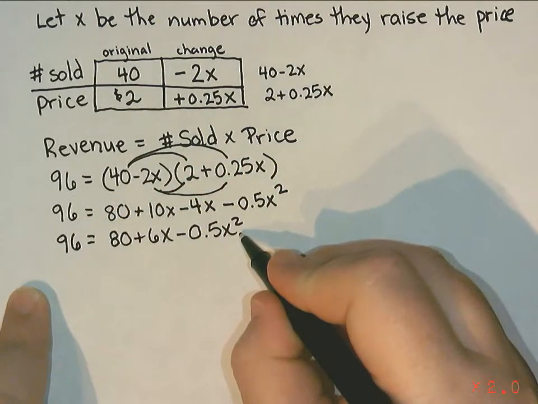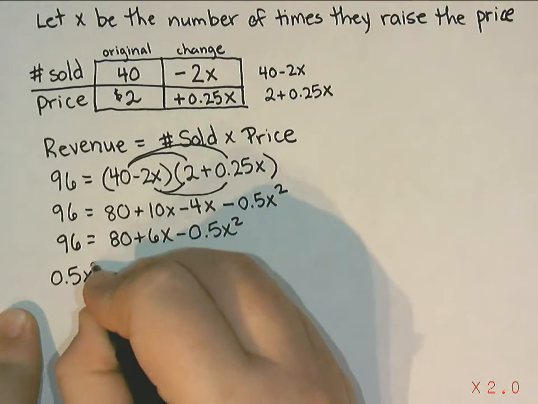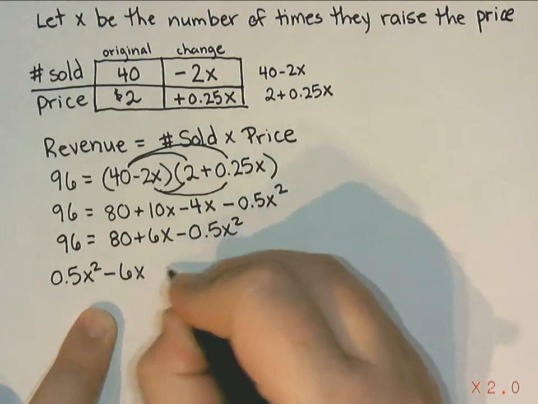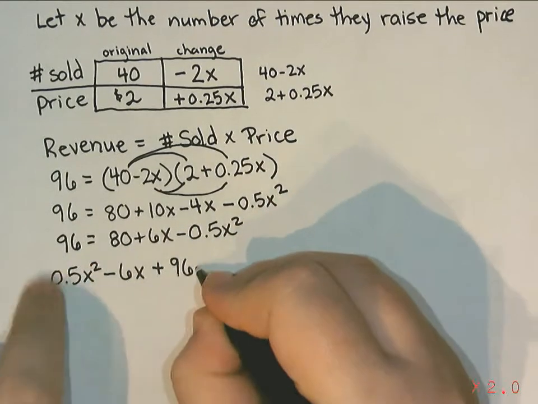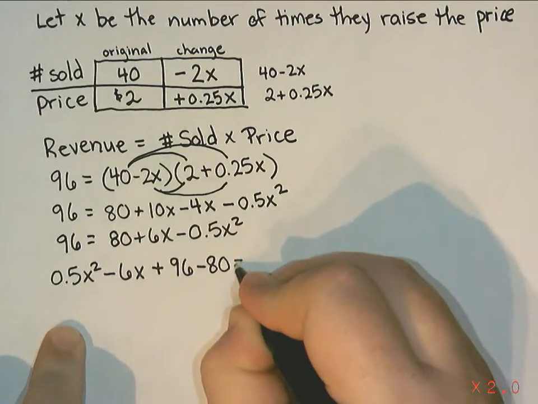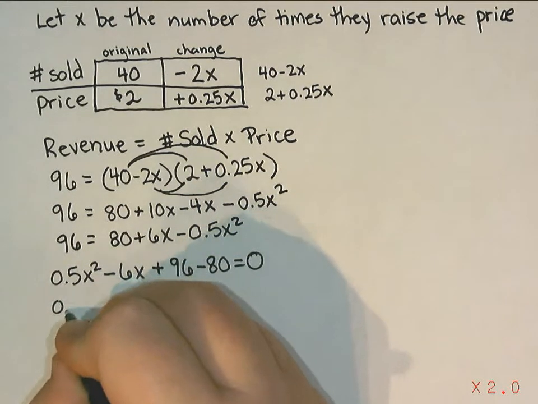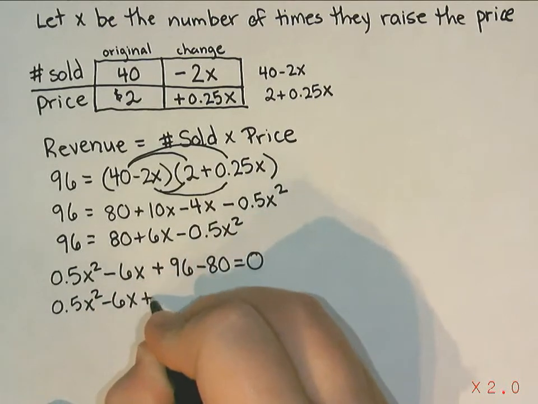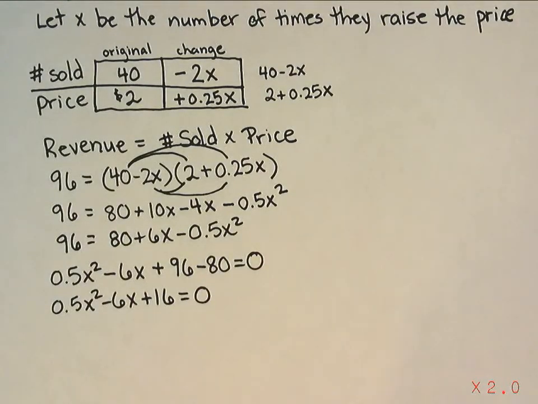So this is going to become positive 0.5x squared. That positive 6 is going to become a negative 6x. And then I've got the 96. We're going to take away 80. And 96 take away 80 is 16. So I have 0.5x squared minus 6x plus 16 equals 0.